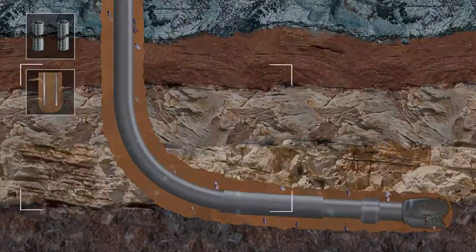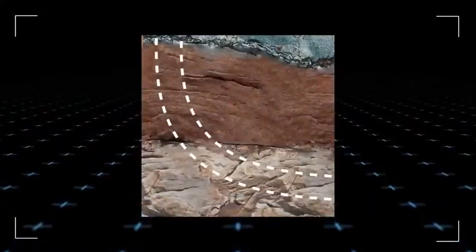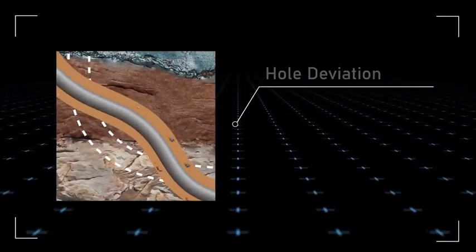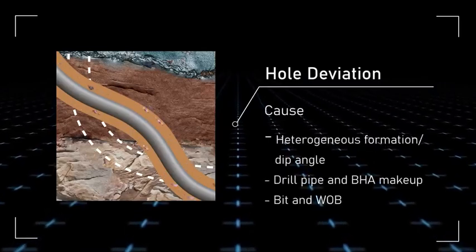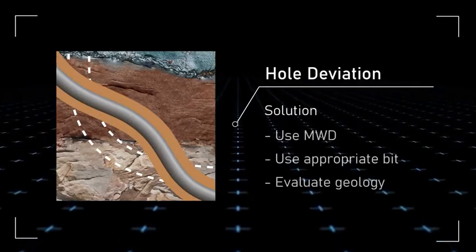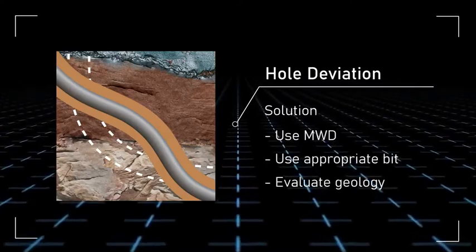Hole deviation is present, beginning with the first foot drilled. The bit tends to deviate from the center path during vertical drilling operations because of formation dip angles and heterogeneous rock textures. When drilling deviated holes, gravity becomes a major factor.